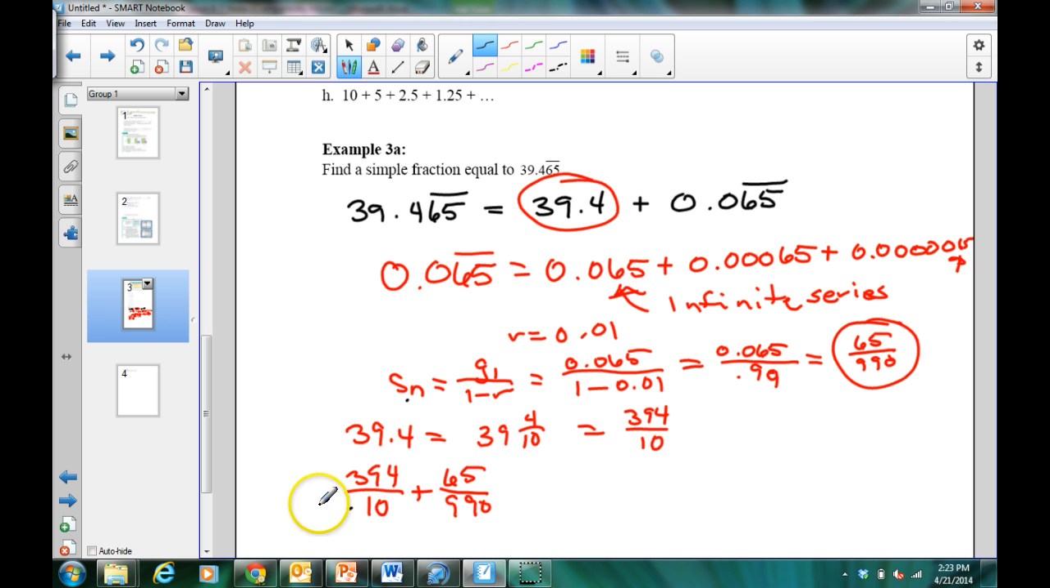I'm going to multiply this one by 99, both on top and bottom. And if I did that, I end up with 39,071 if I add them all together over 990. And if I reduce that, I end up with 39 and 461 over 990. Okay?